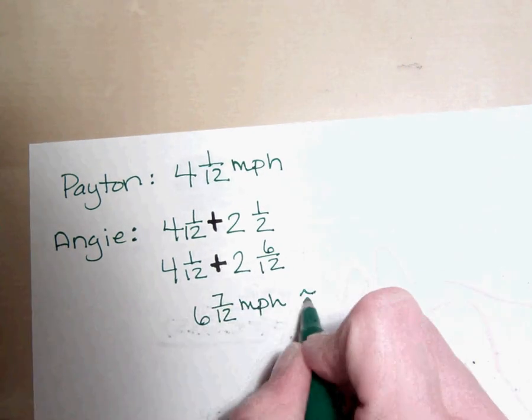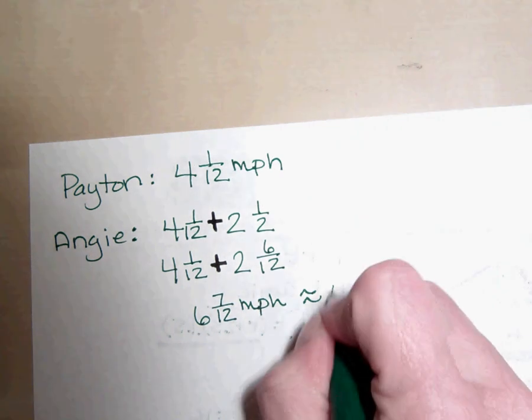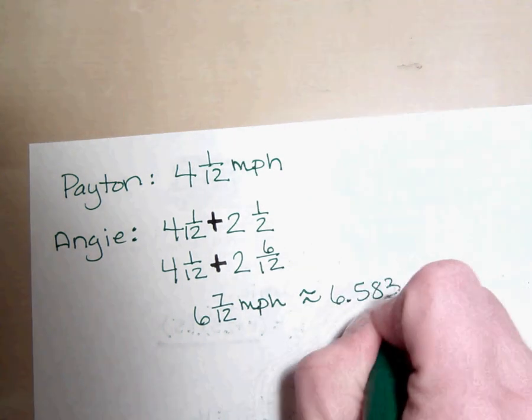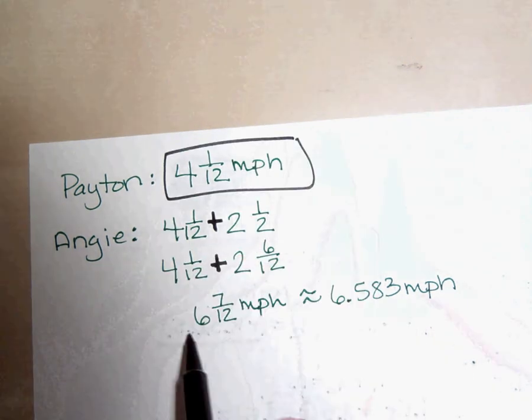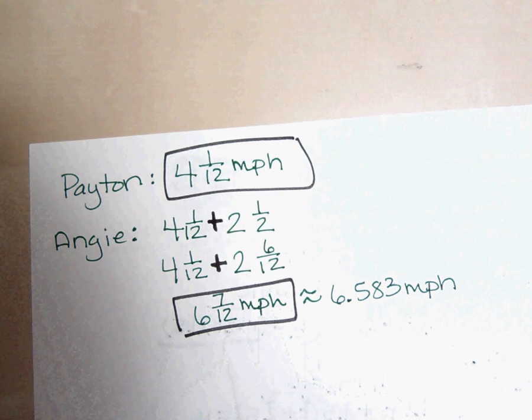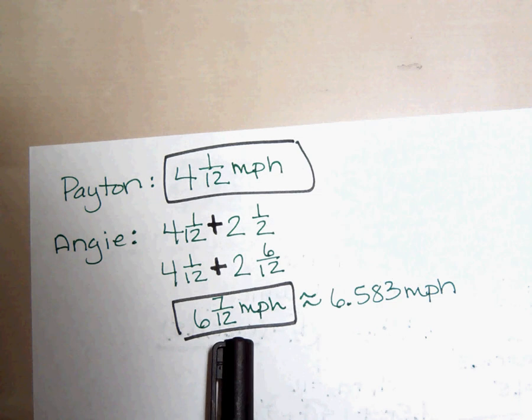Or, if you turn that into a decimal, it's about 6.583 miles per hour. So here's Peyton, and there is Angie's speed. So how fast can each person jog? So Peyton is 4 and 1/12 miles per hour, and Angie is 6 and 7/12 miles per hour.